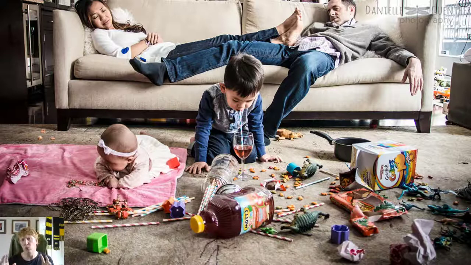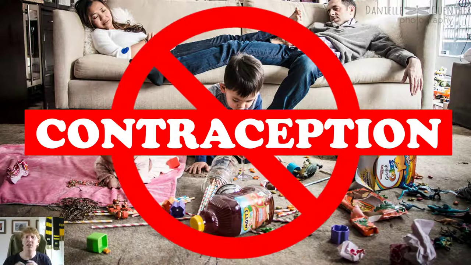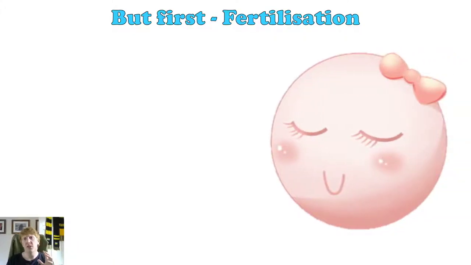But what if you don't want this situation? If you as an individual don't want to be these poor, exhausted parents in the background, well, then you need to use contraception, okay? And this is sort of the last part of the unit to go through in terms of what contraception is and how it works to stop you having children, okay? And it's really important to understand because most people will in some way practice sex throughout their lives. So here we go.